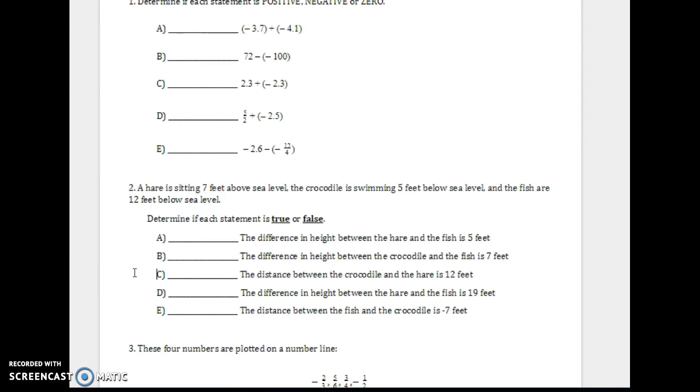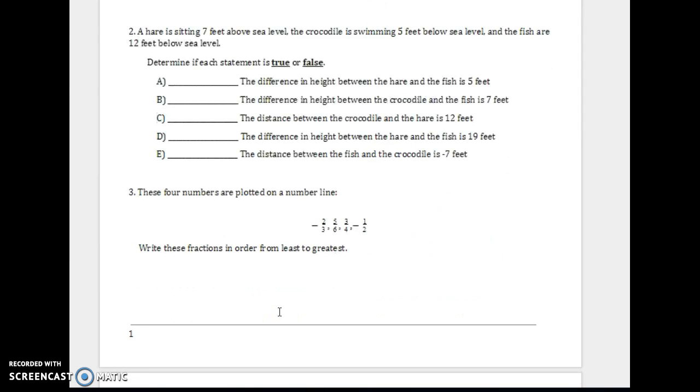C. The distance between the crocodile and the hare is 12 feet. D. The difference in height between the hare and the fish is 19 feet. E. The distance between the fish and the crocodile is negative 7 feet.